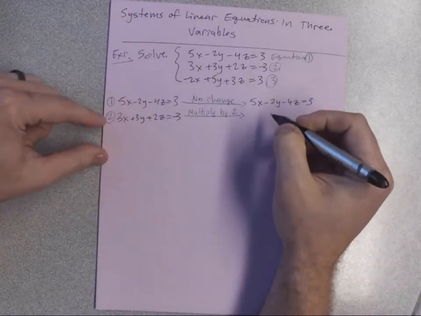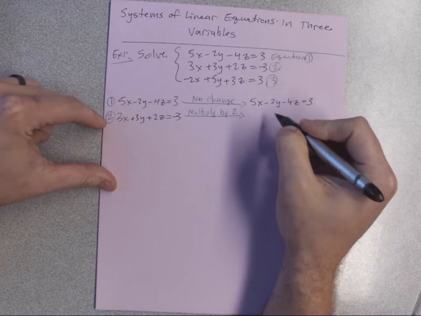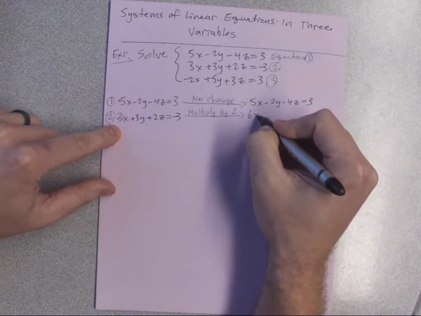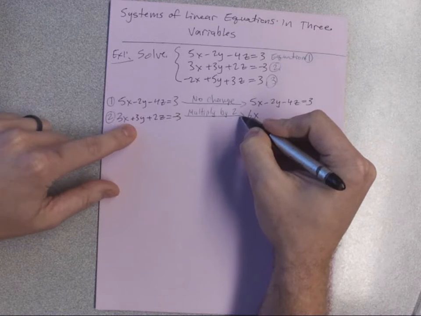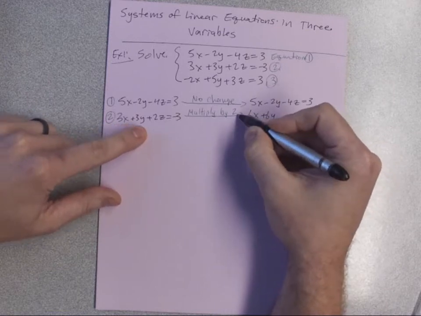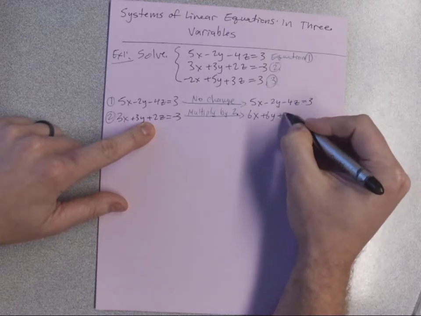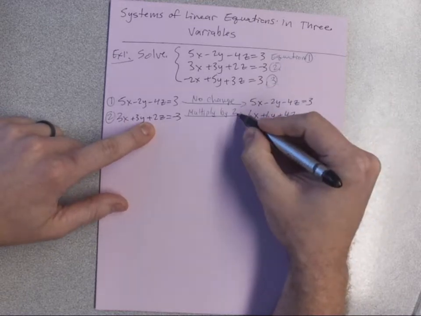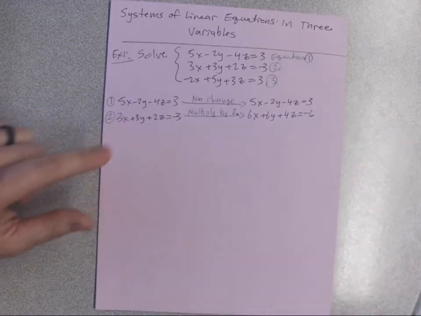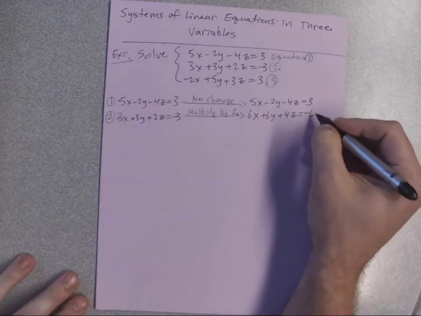And now, equation 2, we're multiplying each term by 2. So 2 times 3x is 6x. 2 times 3y is plus 6y. And then 2 times 2z is plus 4z. And then 2 times negative 3 is negative 6, right?